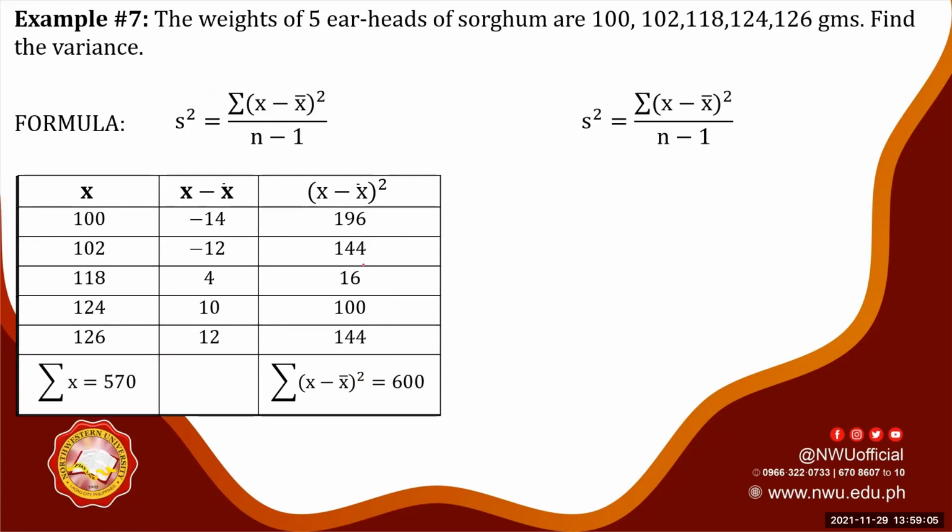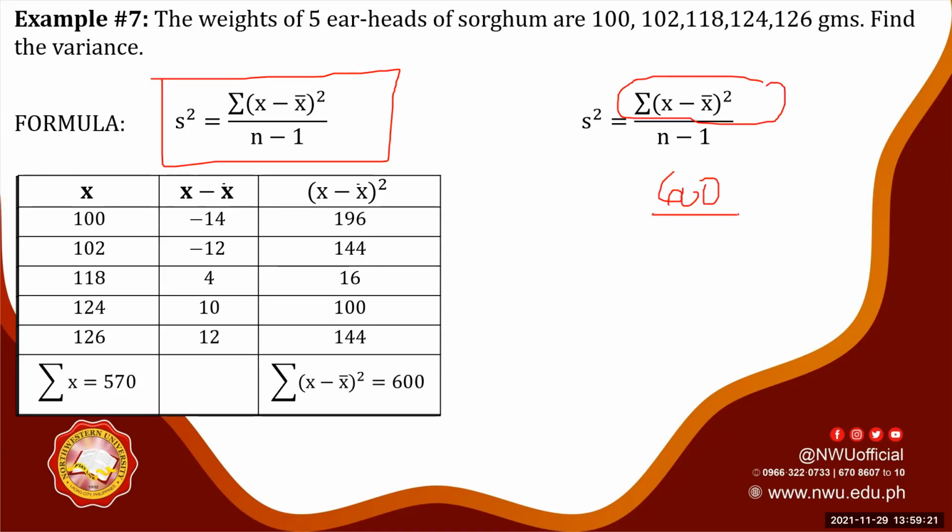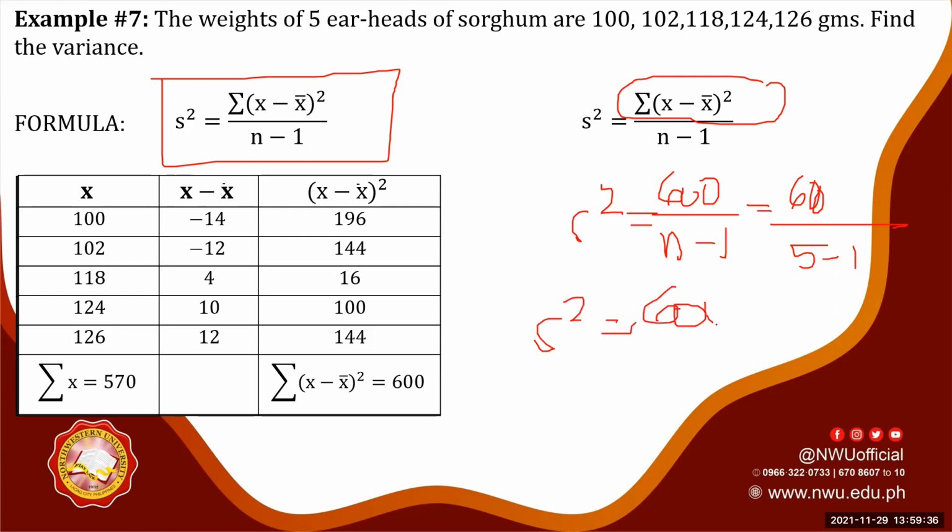Now, for you to get your variance, of course, you need to substitute it to the formula. Now, nakuha na natin itong numerator, and that's 600 all over your n minus 1, or just 5. So 600 all over, that's s squared, 5 minus 1. So s squared, or your variance, is just equal to 600 all over 4. Or when you simplify it, you will get your variance to be 150.